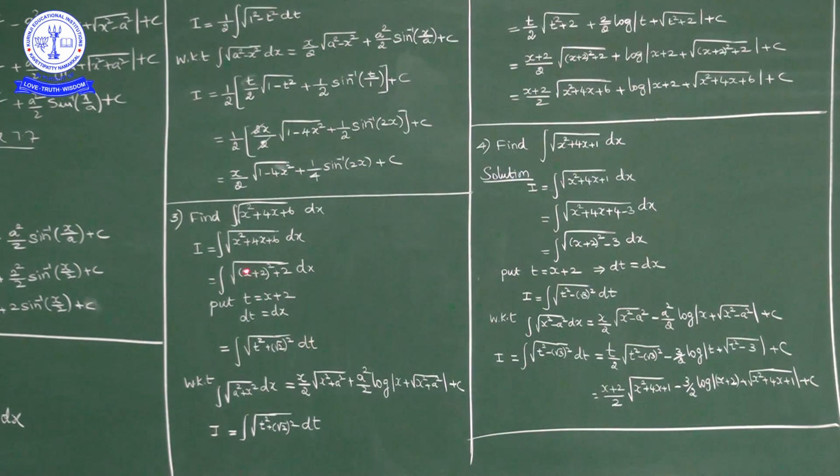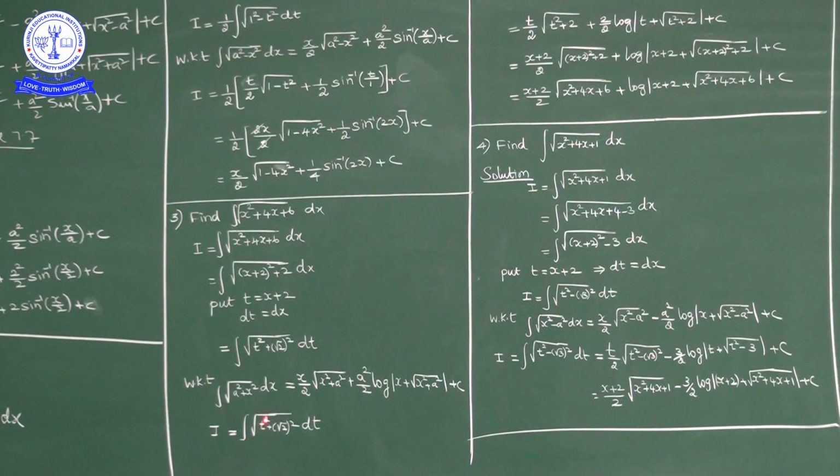So I reduces to I is equal to integral square root of t square plus 2. 2 I will write as root 2 whole square. Okay, I is equal to integral square root of t square plus (root 2) whole square dt. Now we have this formula, that is integral square root of a square plus x square dx is equal to x by 2 into square root of a square plus x square plus a square by 2 into log mod x plus square root of a square plus x square plus c.